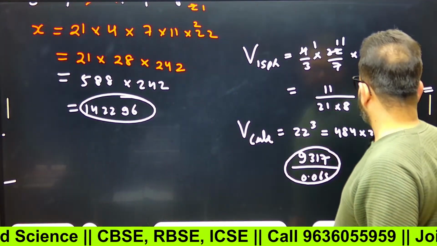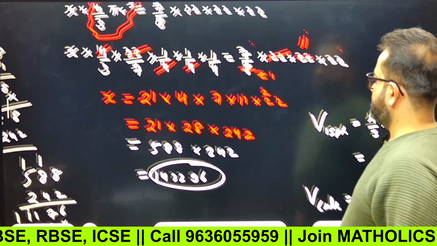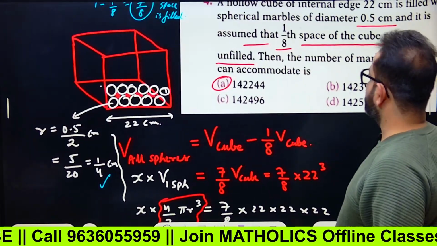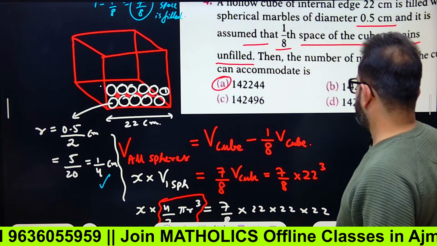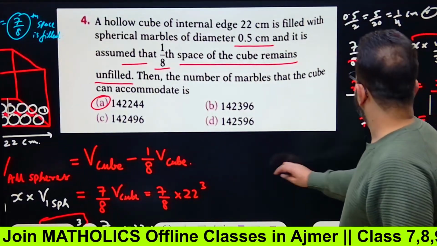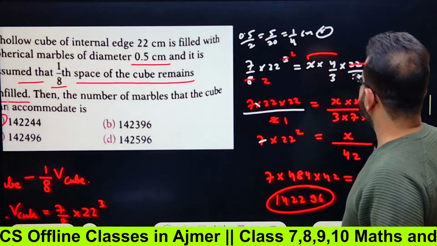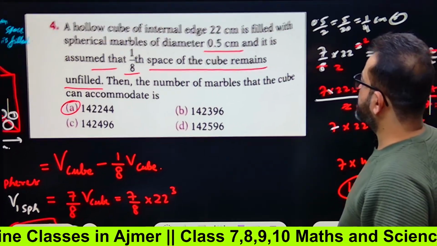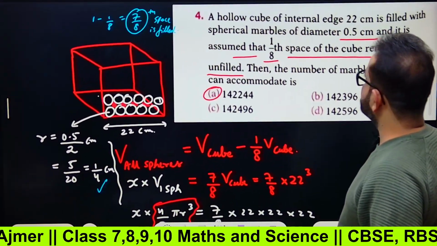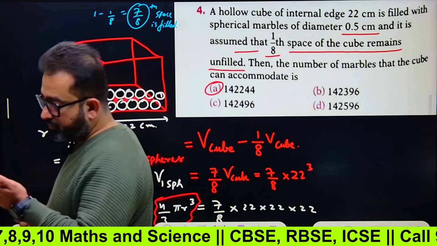It will be okay. They have done something. 142296 is the answer, and they are giving something different, 142244. Let's check it again here. 142296 is the answer. There is a simple correction in this question. Write the correct answer as 142296. You copy this question and try this one.